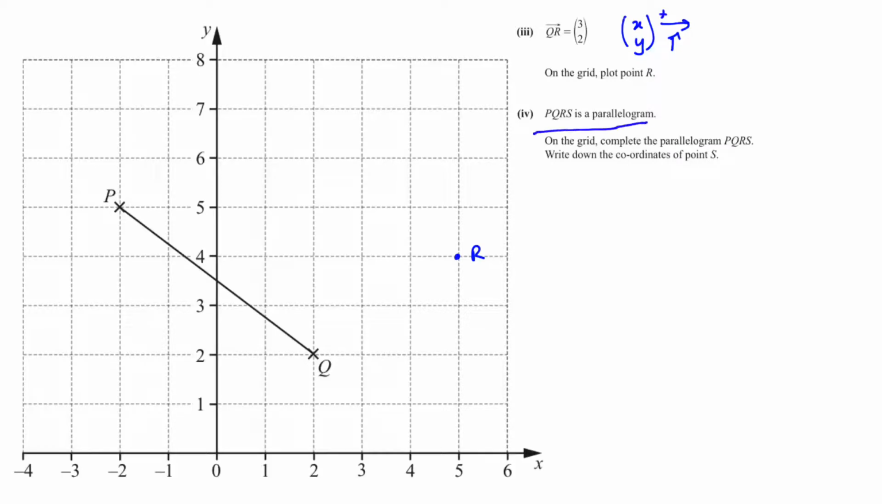Part 4, PQRS is a parallelogram. On the grid, complete the parallelogram PQRS and write down the coordinate of point S. As it is a parallelogram, we are going to use the same vector for QR. So 3 to the right, 1, 2, 3, and 2 up. This is your S. And the coordinate of S is 1, 7. We will draw it together. So this is our parallelogram.